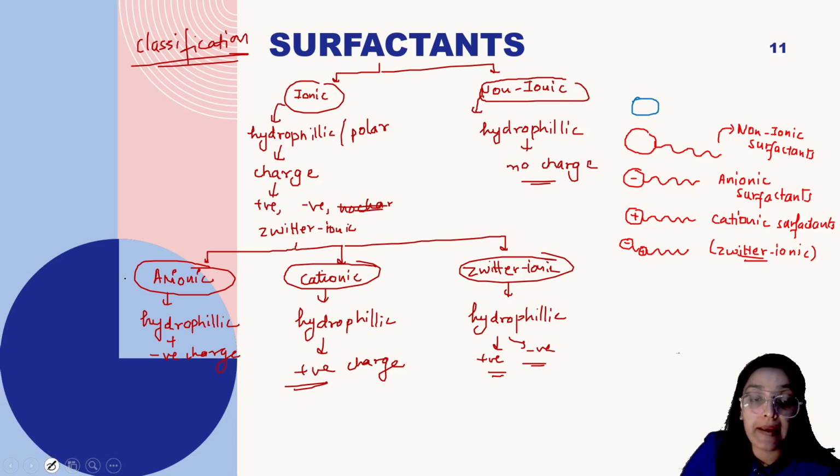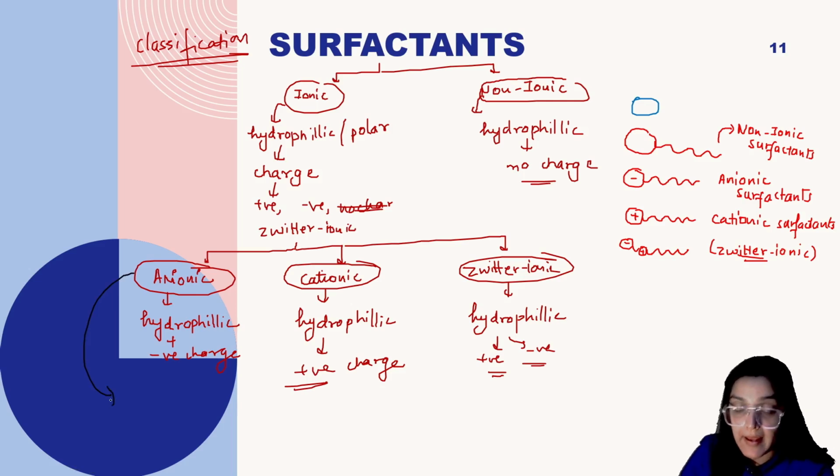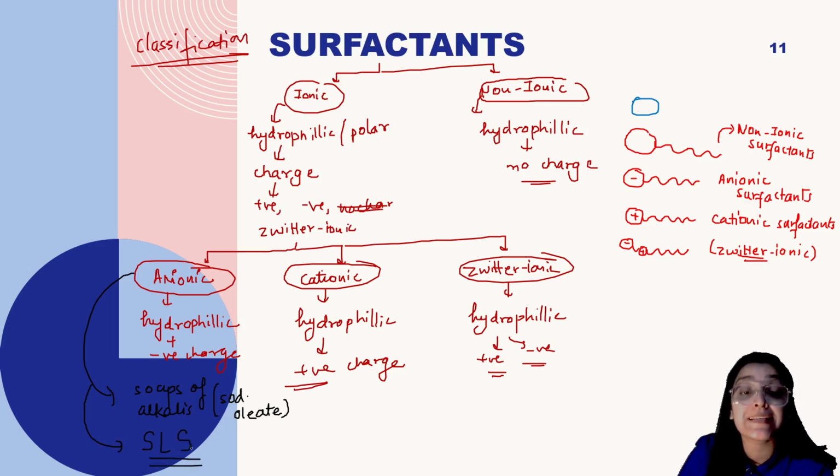In the anionic part, the example is mostly the soaps of alkali. Mainly examples include the soaps of alkalis, including sodium oleate, as well as the most used surfactant, that is sodium lauryl sulfate, that is the SLS. These are the most important examples. A direct question can be asked, soaps of alkalis or generally SLS, which is the most commonly used surfactant.